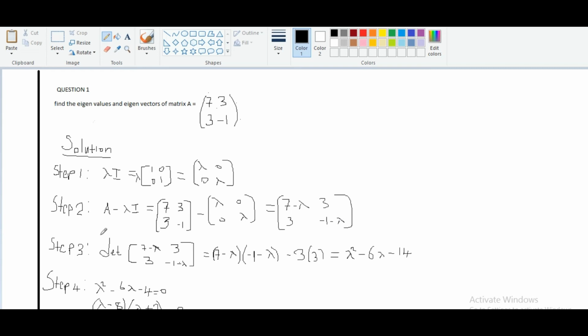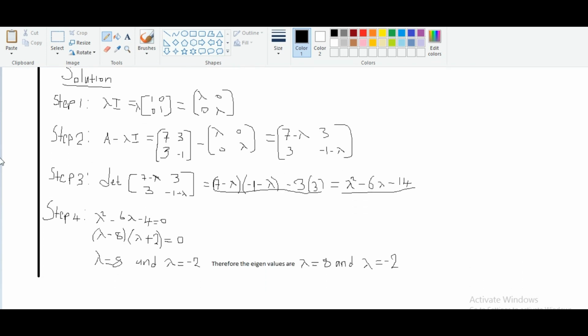We said you'll have to find the determinant of a matrix. So how do we find the determinant of the matrix that we found in step 2? You multiply the major diagonal, then you subtract the product of the minor diagonal, and we're going to have this equation here, which is just giving us what? The quadratic equation. So solving the quadratic equation, we're going to have lambda squared minus 6 lambda minus 16.